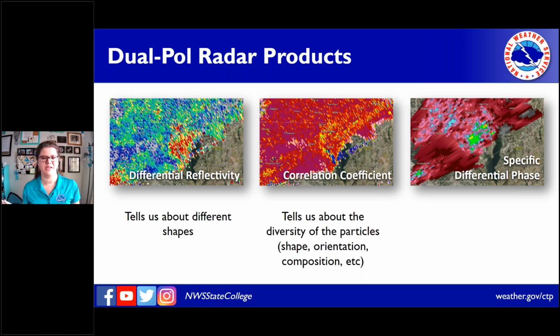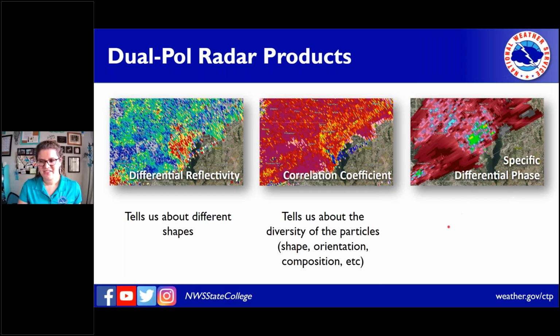Are they all the same? If it's all rain, it will tell us we're all looking at the same thing here. If we have rain and hail, or hail and tornadic debris, that's also going to tell us we have a diversity of shapes and particles in the scattering volume.